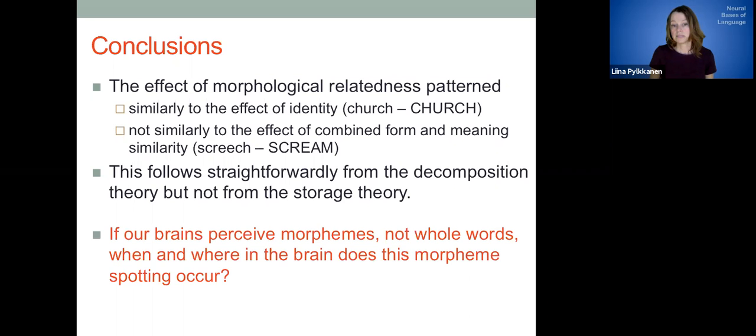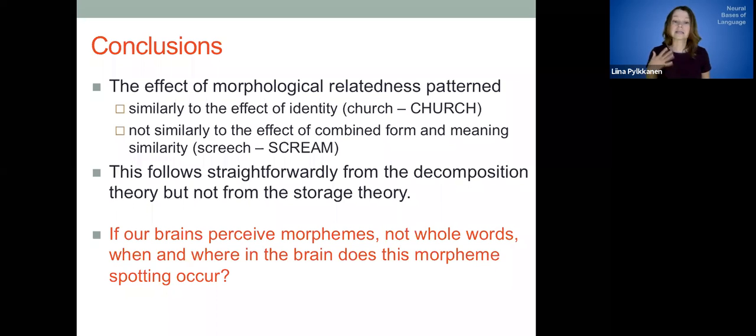So it seems that our brains do perceive morphemes. We do seem to compute with morphemes, not with whole words. And so next, the question I want to ask is when and where in the brain this kind of morpheme spotting occurs.